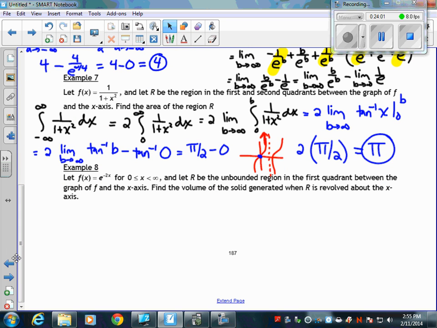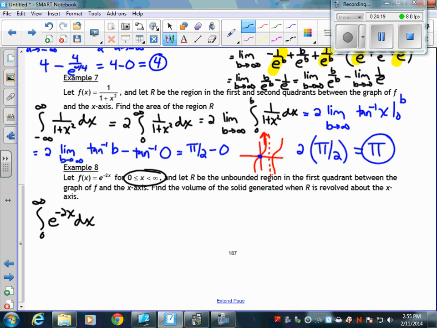So for example 8, we again have an unbounded region in the first quadrant between the graph of f and the x-axis. So we're in the first quadrant. We have a domain of 0 to infinity, so what we're looking for is the definite integral from 0 to infinity of e to the negative 2x dx. Actually, volume, I apologize, volume between 0 and infinity. We're taking this revolved about the x-axis.